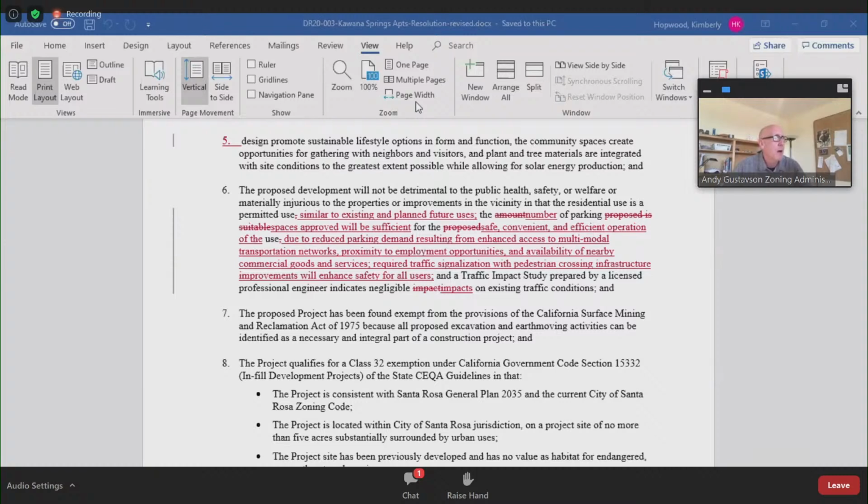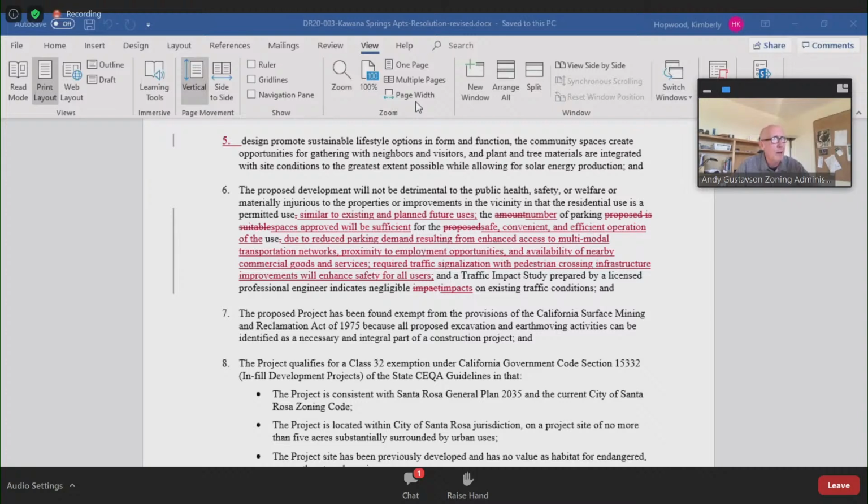And not only for vehicles, but also for pedestrians. So these modifications, I think, help really strengthen the finding that the project would not be detrimental to health, safety, and welfare in this location. I just wanted to put those forward as modifications that more completely express, I think, the basis for the findings that support this project.